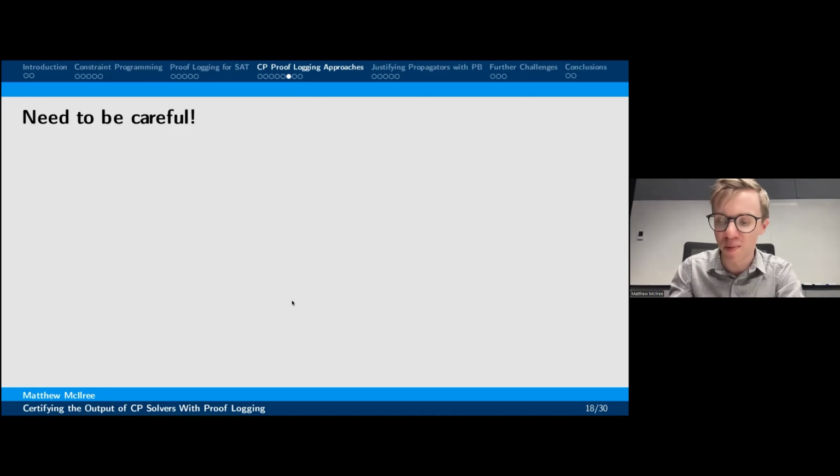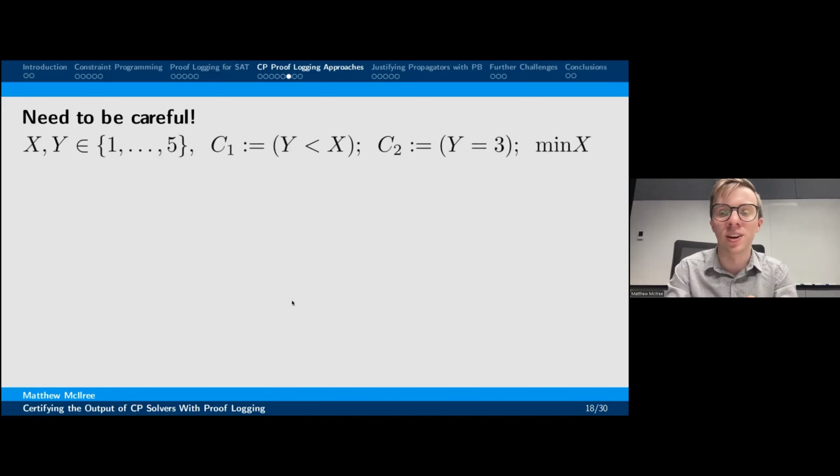I took a while to come up with this, but this is an example that I think illustrates this point, where you have to be careful if you're allowing delayed introduction of axioms in your proof system. So here's a very basic CP problem: x, y in 1 to 5, two constraints, y is less than x and y is equal to 3, and we're minimizing x. So it should be relatively clear immediately that the optimal value of this optimization problem is 4. Y is 3, x is greater than y, so x can be at most 4.